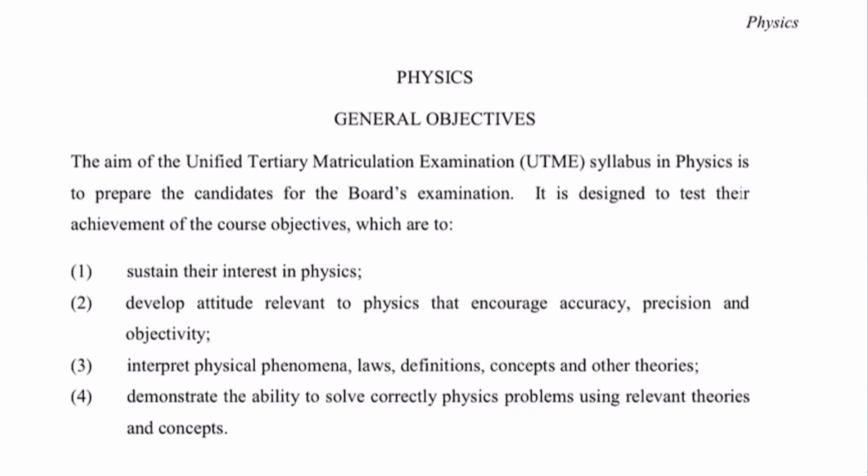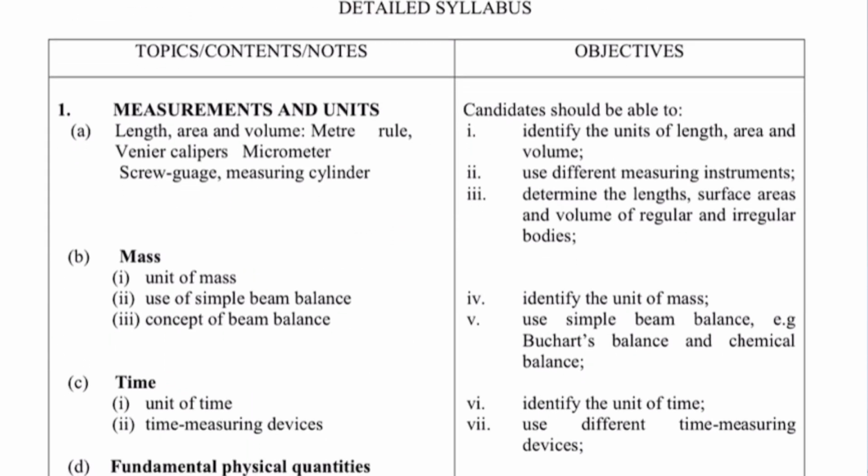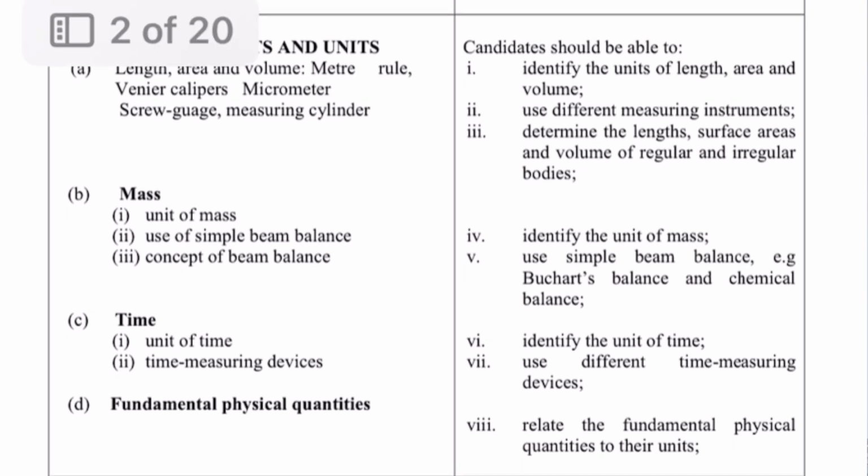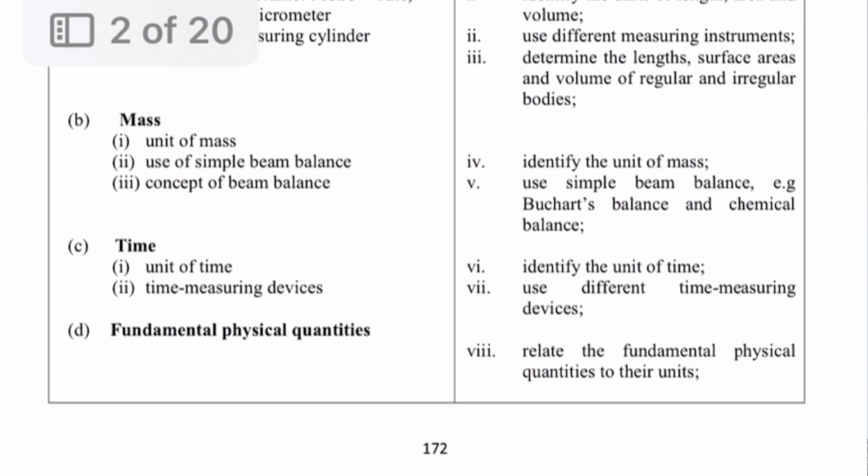Once you've downloaded the JAMB syllabus, you're going to see something like this. There is the general objective. I mean, that's what JAMB generally expects of you from that particular subject. Then you're going to see the detailed syllabus. On the left are the topics and subtopics you are supposed to know for the exam, and on the right are the objectives for each topic.